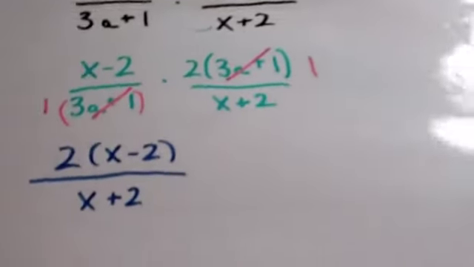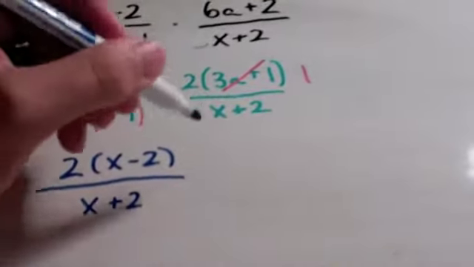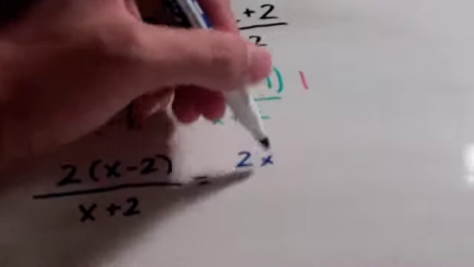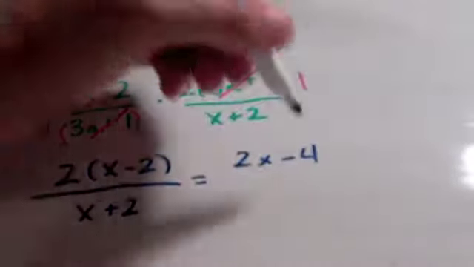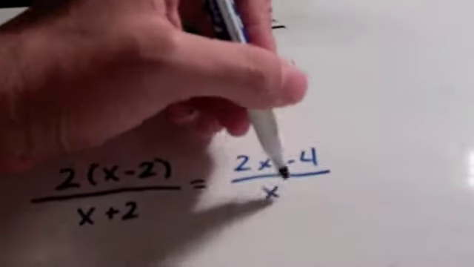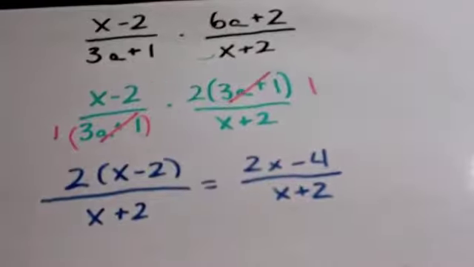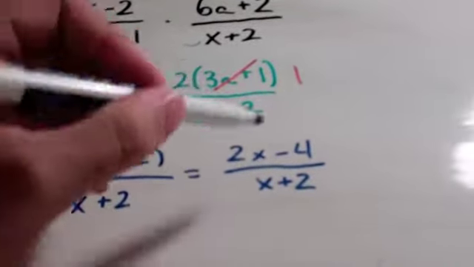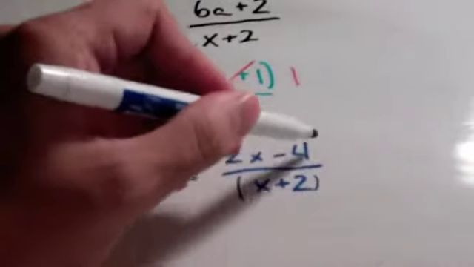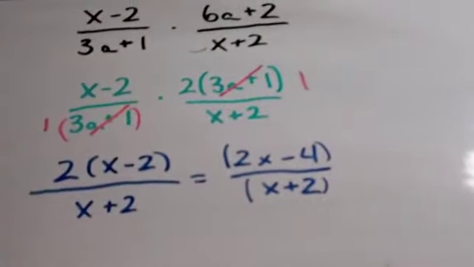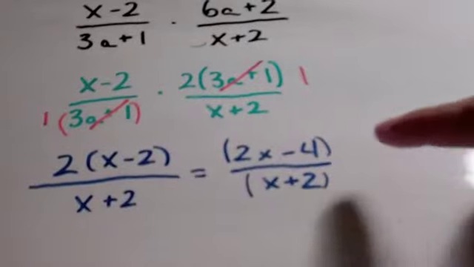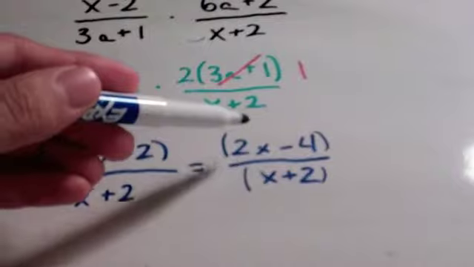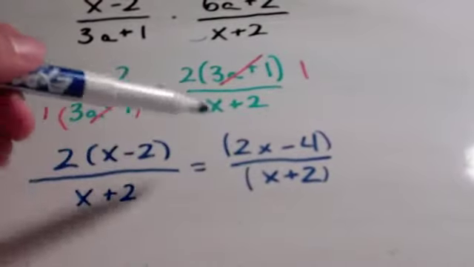I would use the distributive property here and keep going. So this will be 2x minus 4 over x plus 2. And again, here you might be tempted to cancel off one of these x's, but just remember, these are quantities. And because addition and subtraction are not commutative, these values will change based on what your x is. So you can't just cancel one piece out of a quantity.